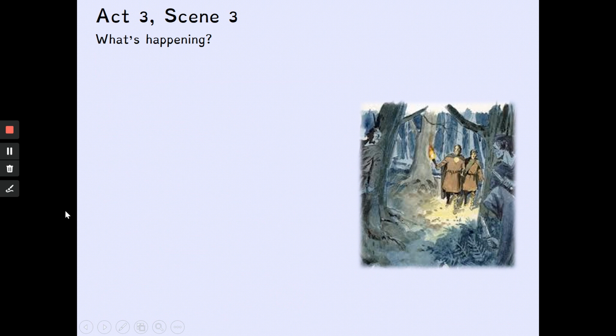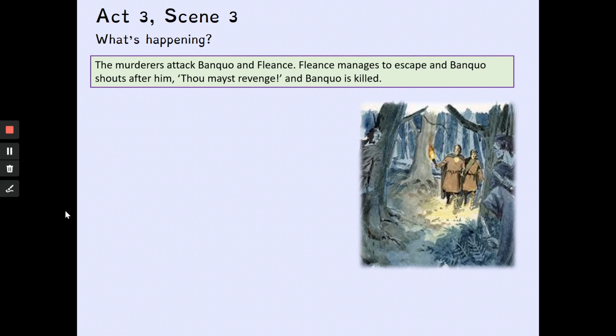Right, now we get on to Act 3, Scene 3. This is the murder scene. So 3 murderers attack Banquo and Fleance. Fleance manages to escape and Banquo shouts after him, "Thou mayst revenge," and then Banquo is killed. Notice that Macbeth has employed 3 murderers to do his dirty work for him, and you can obviously have your opinions about what kind of man that makes Macbeth.